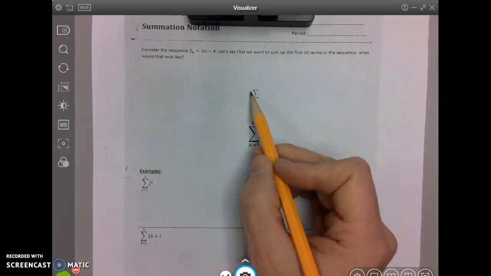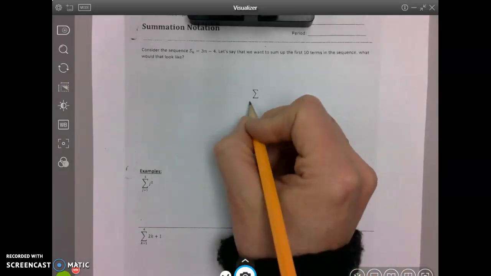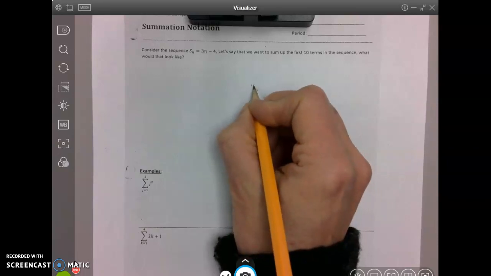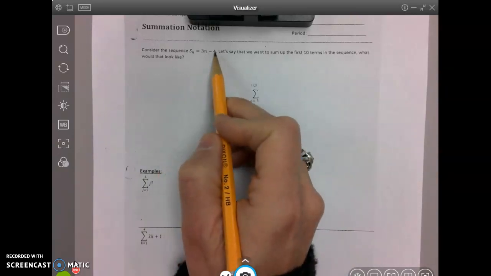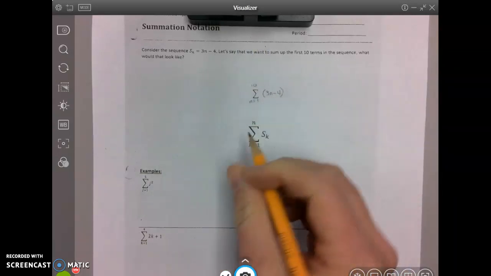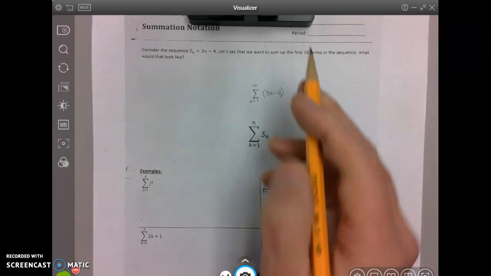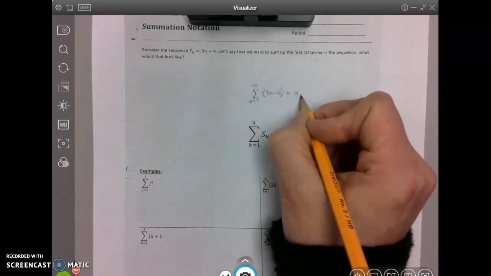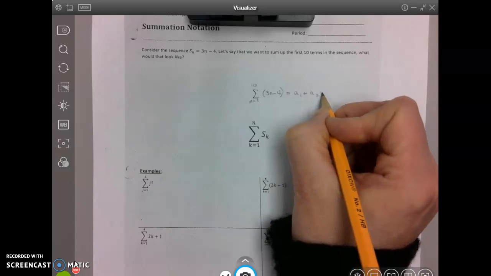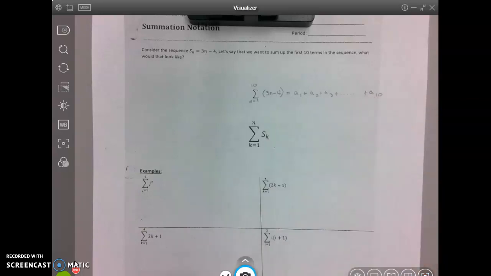What we would write, this is a summation symbol, meaning the sum of, and we would say from n equals 1 to 10. And if the sequence is supposed to be defined by 3n minus 4, we actually need to put that 3n minus 4 in parentheses to show that this entire formula is for the sequence. And what it's asking us to do is to take a sub 1 plus a sub 2 plus a sub 3 all the way up to a sub 10 and add them up. That's why it's called a summation, because we're finding the sum.